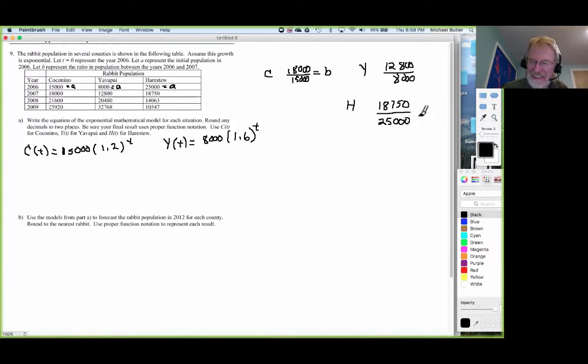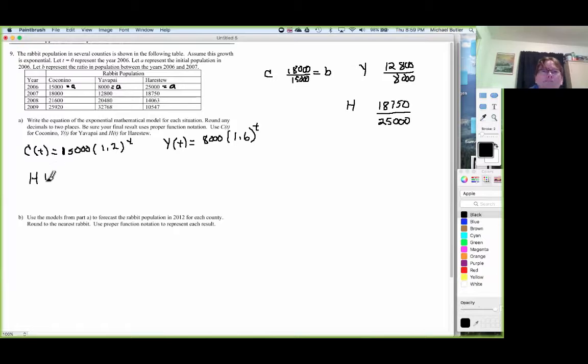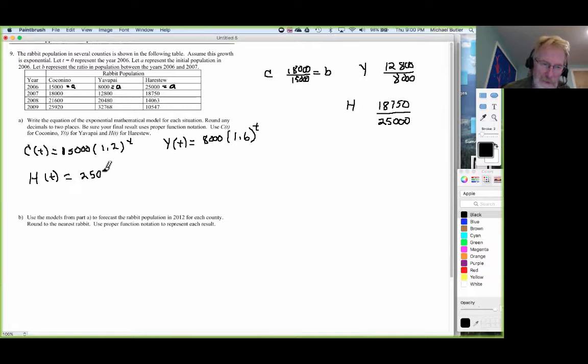All right. So what did that turn out to be? What was H? 0.75. Okay. Yeah, so they started off with a lot of rabbits, but it's dropping quickly, right? 25% per year are going away. Okay, so those are your models.